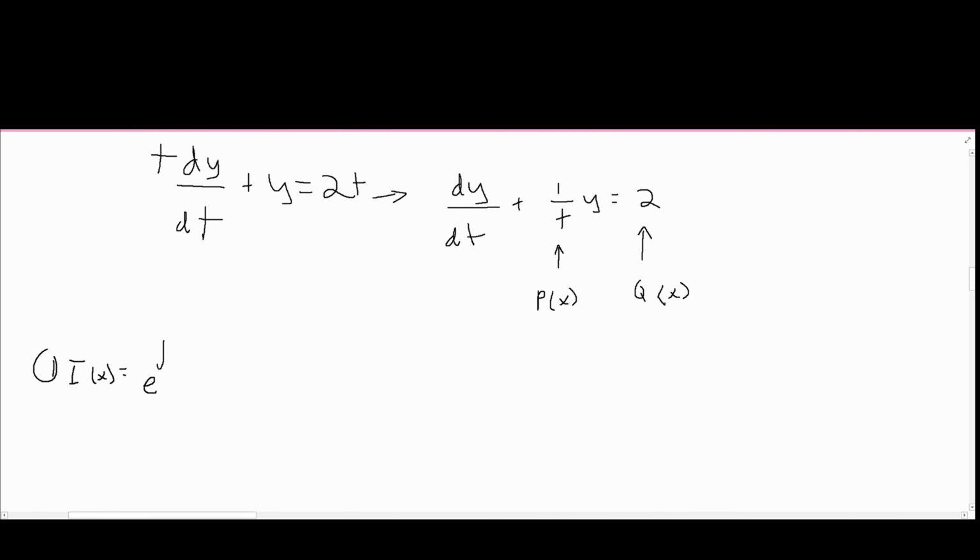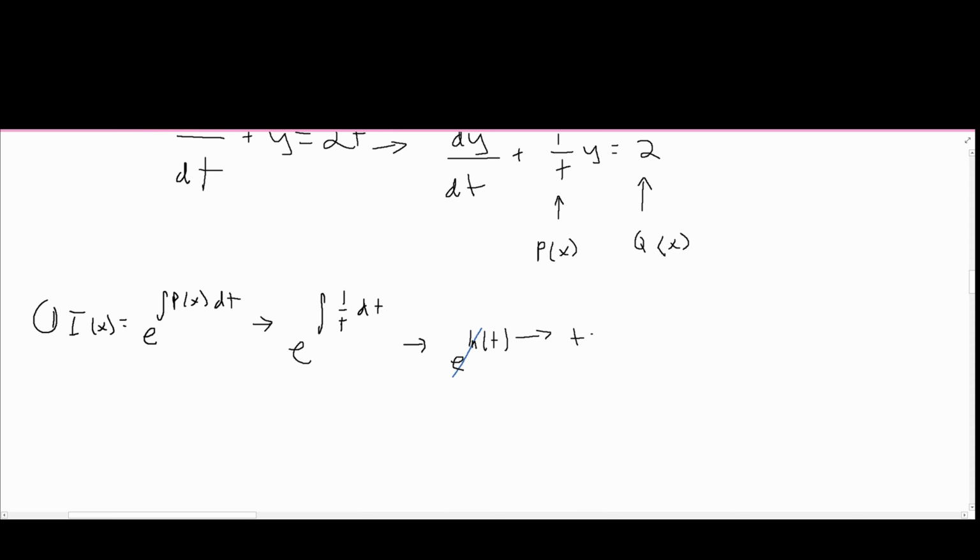To do this, we're going to use e to the integral of p of x dx. We're actually going to change this dx to dt, since we do not have any x's and we have t's. We get e to the integral of 1 over t dt. Now, after we integrate 1 over t, we're going to get e to the ln of t. For this, the e and the ln can cancel out, and all we're going to be left with is t.